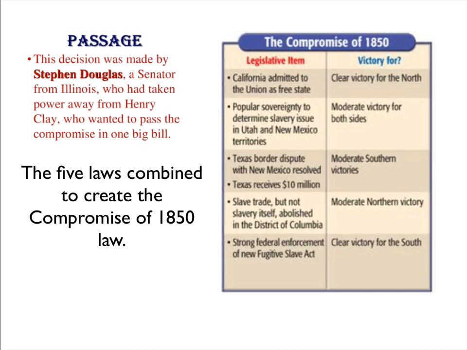The Texas border dispute is settled with the territory of New Mexico, which was part of what was gained from Mexico in the war. Texas gives up a claim to New Mexico, and the United States pays Texas $10 million to settle Texas's debt. The slave trade itself, that is trading, buying and selling slaves, is abolished in Washington, D.C., but slavery continues in Washington, D.C. So this is a modest win for the North. And then a strong Fugitive Slave Act is passed with the idea that it will force the return of runaway slaves. This is a clear victory for the South. This is the Compromise of 1850.